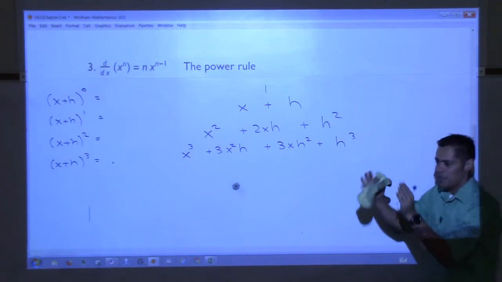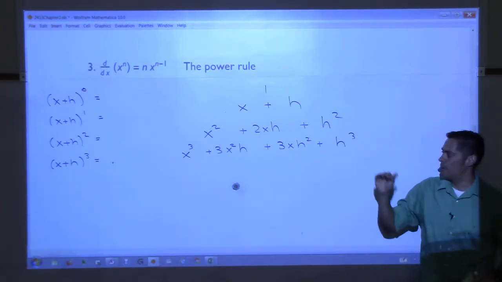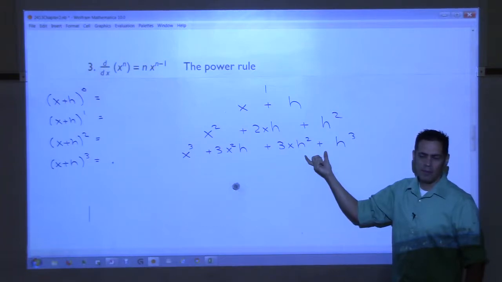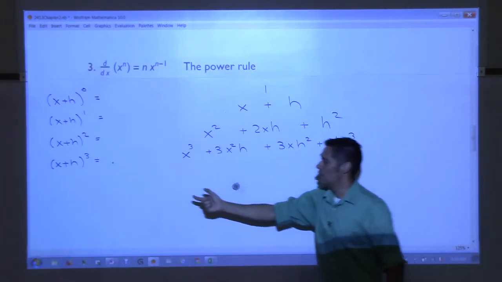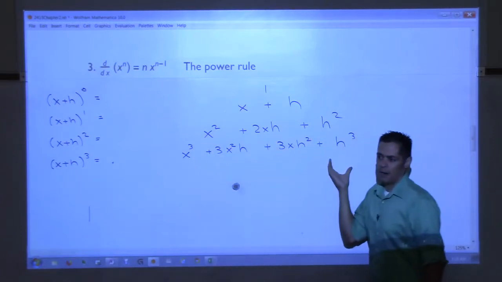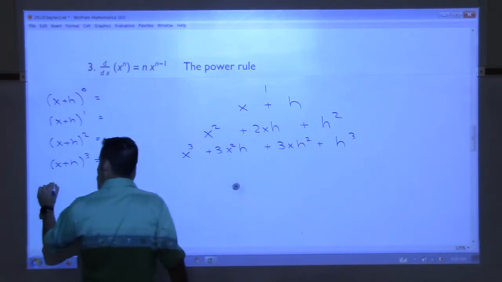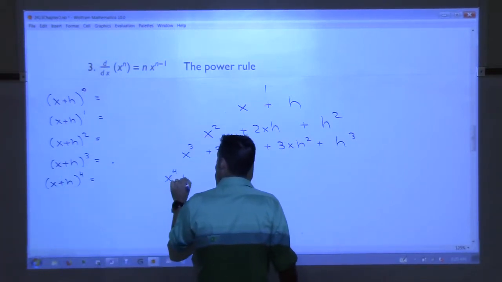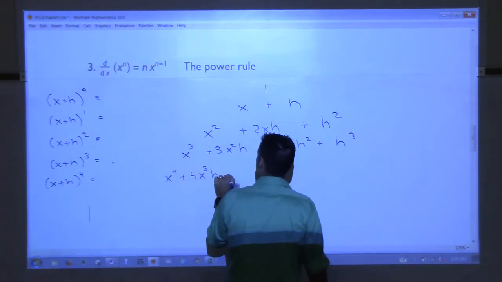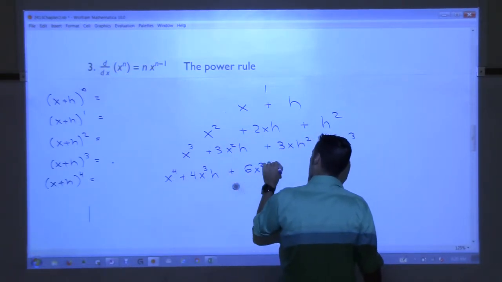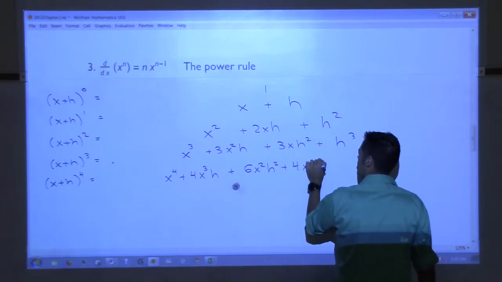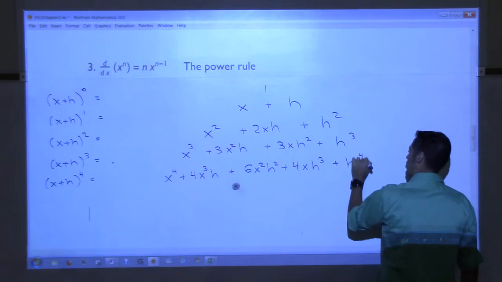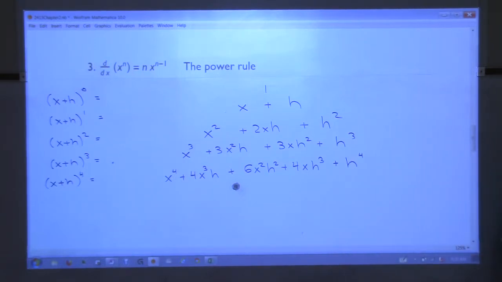You're just going to have to trust me on this: if you took x plus h and multiplied it 3 times and collected like terms, you'd get this. These are called binomial expansions. These are binomials, and we're expanding them out. Let's take a look at the next one. X plus h to the fourth is going to be x to the fourth plus 4x cubed h plus 6x squared h squared plus 4xh to the third plus h to the fourth. Again, take it on faith. I'm trying to establish a pattern right now.